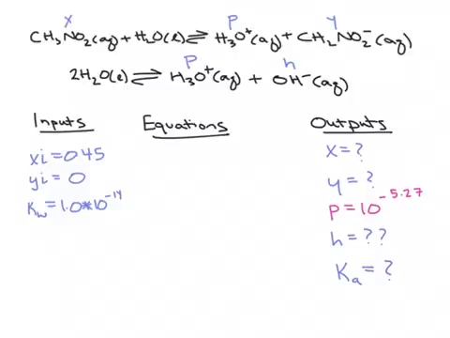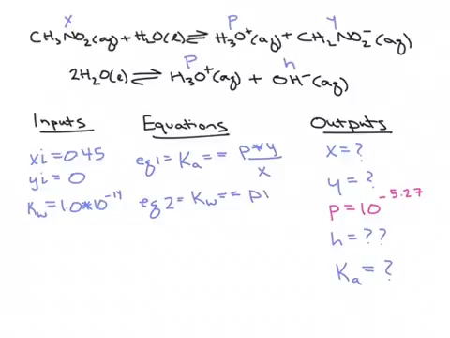We're now ready to write equation 1, which will just be the setup for our Ka. So that'll be P times Y divided by X. Equation 2 will be our setup for Kw, as always. That's P times H.